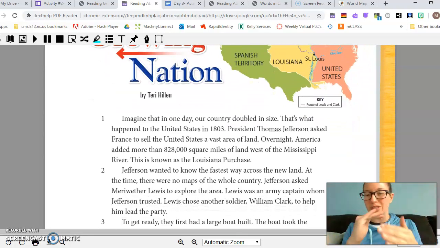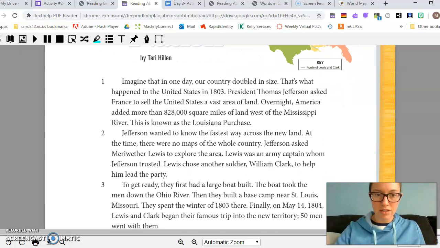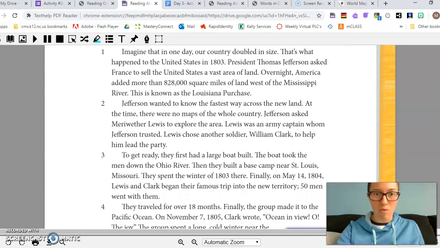Remember, think and look for those time and sequence words. Look for any dates or words like first, next, then, after that, as we're reading, to see what order these events in history happened. Okay? So follow along and read paragraph 1.